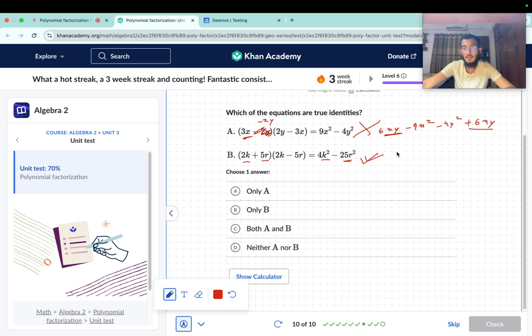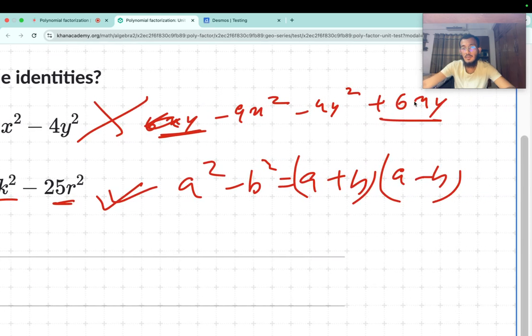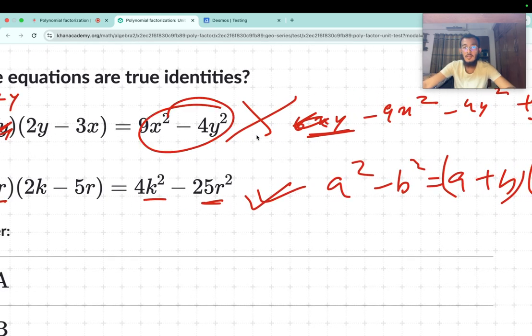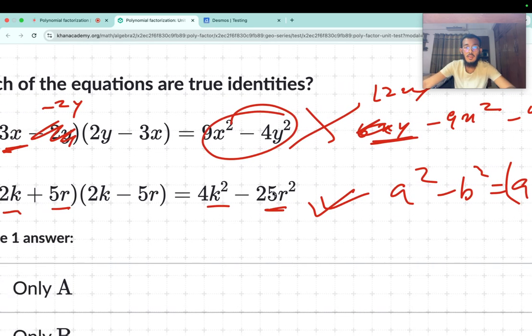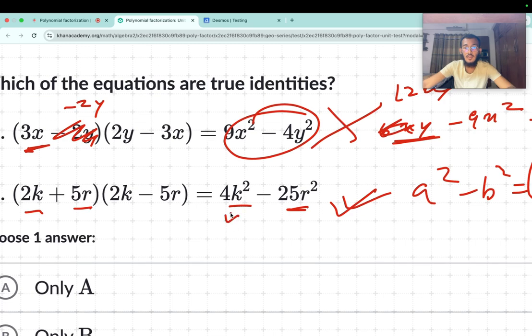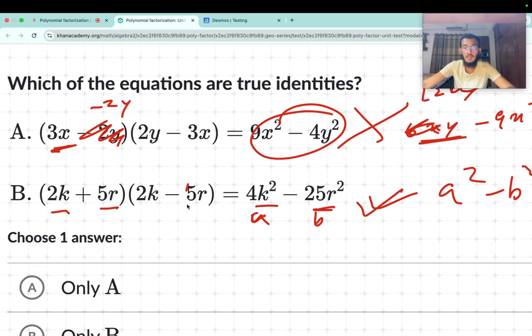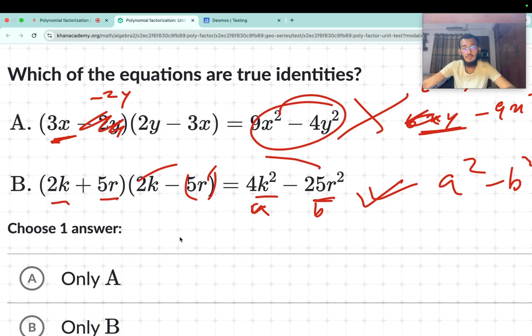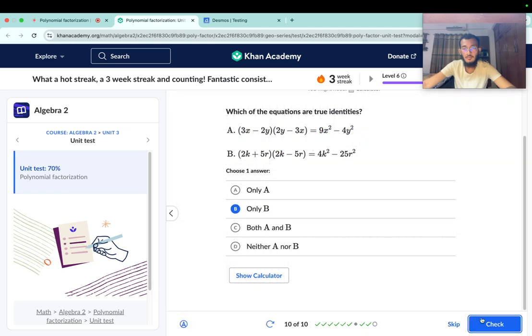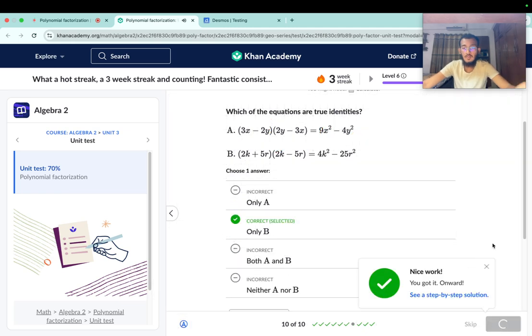This is correct because we know the identity a squared minus b squared equals a plus b times a minus b. Here is not correct because 6x plus 6x becomes 12x. We don't have the term 12xy. And here, this is a, this is b, and the squares of them are correct. So only b. This is the end for our unit.